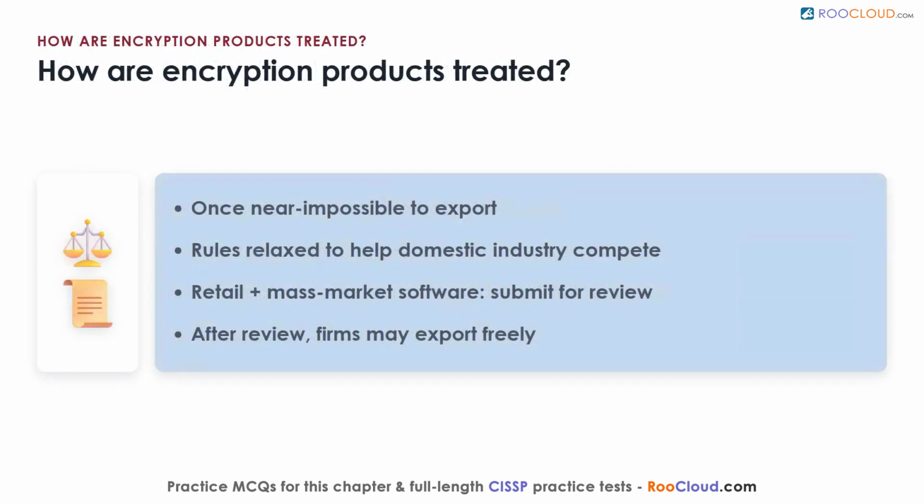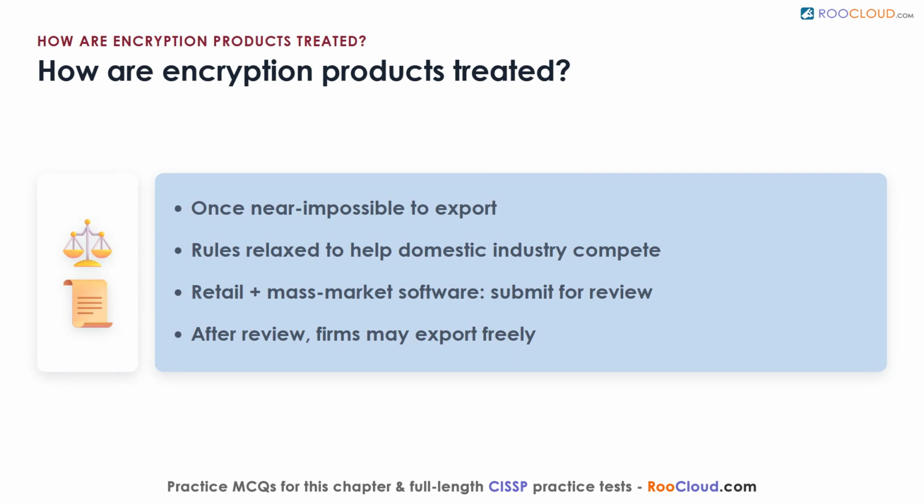How are encryption products treated? With special care, because encryption once counted as a near weapon. Under older rules, exporting even modest encryption abroad was almost impossible, which put domestic software makers at a real disadvantage. After heavy lobbying, the rules were relaxed to help the industry compete.